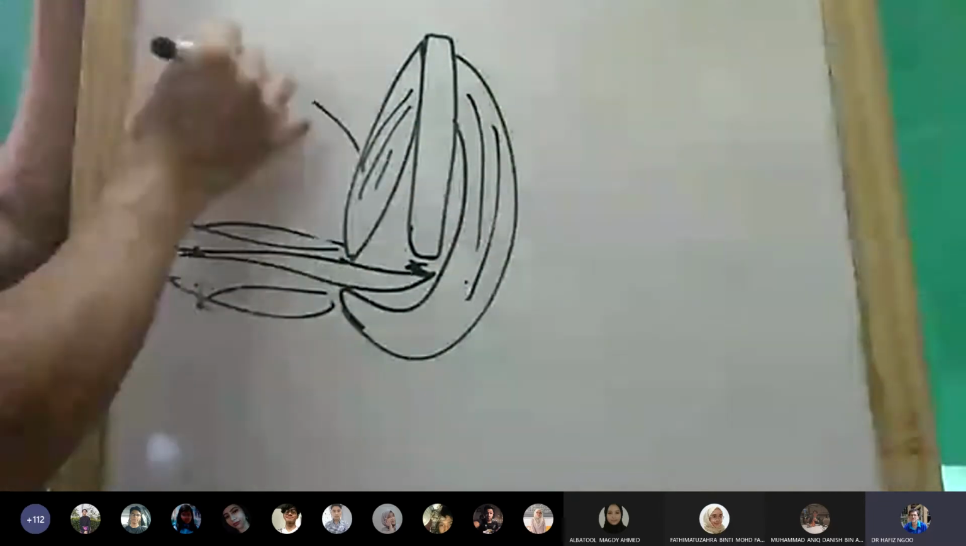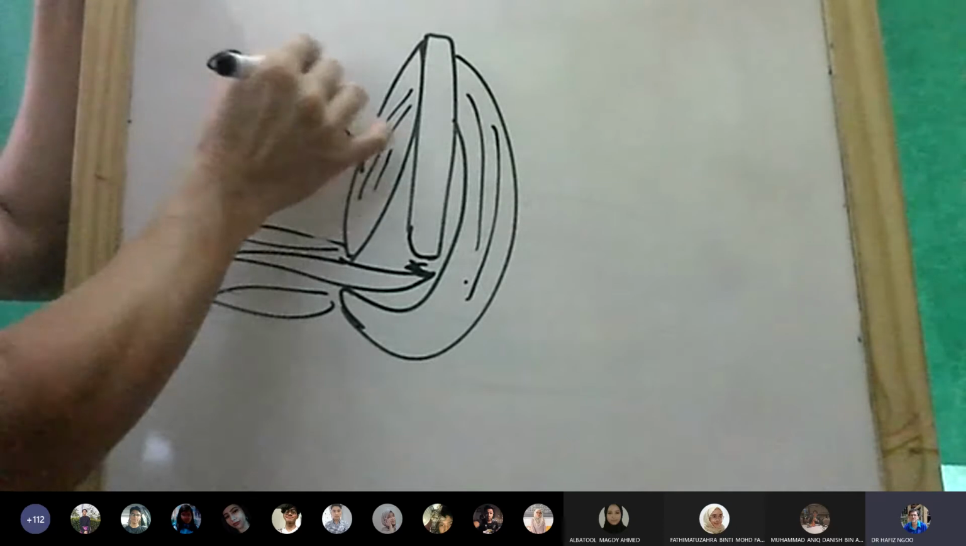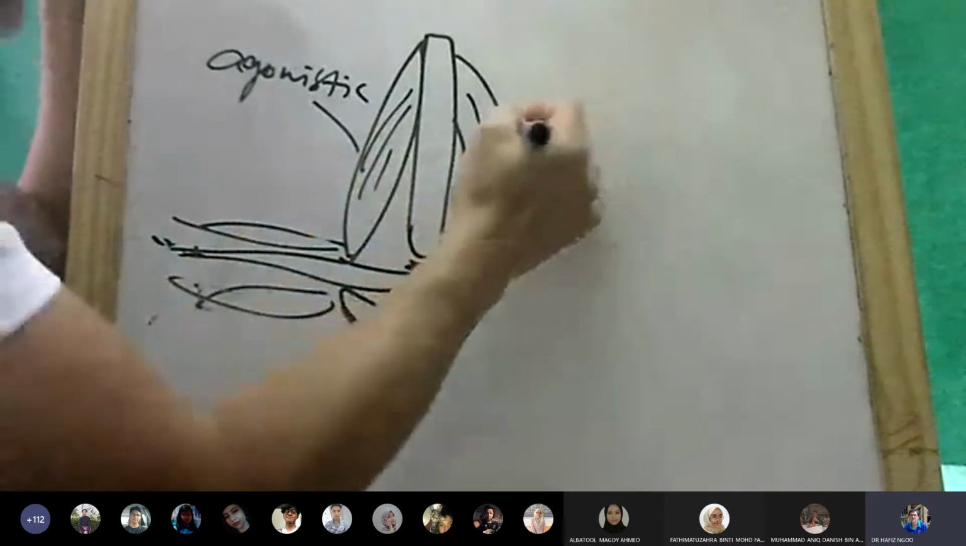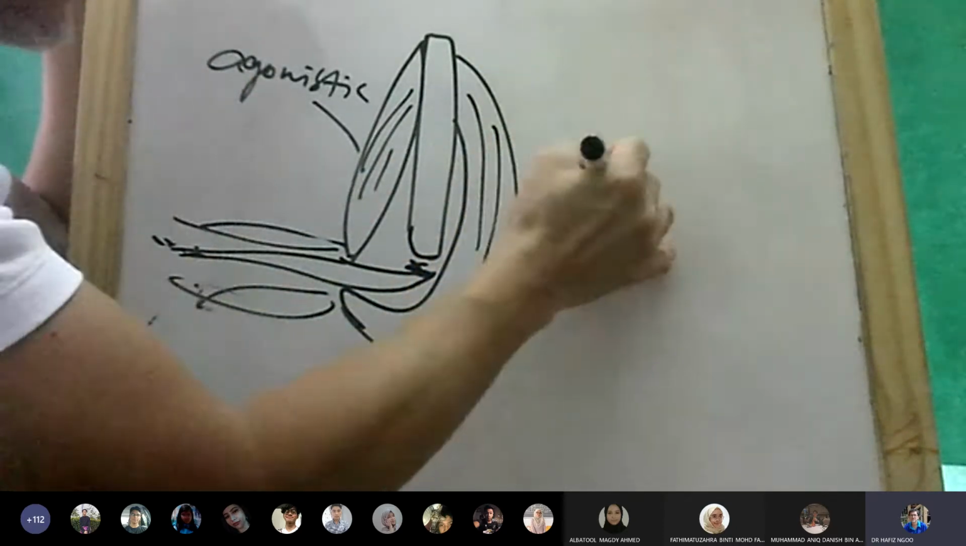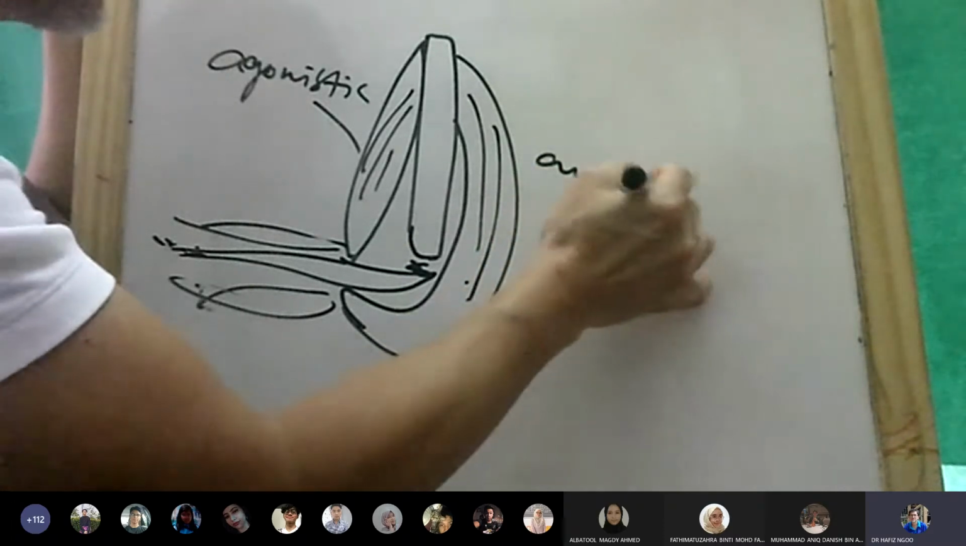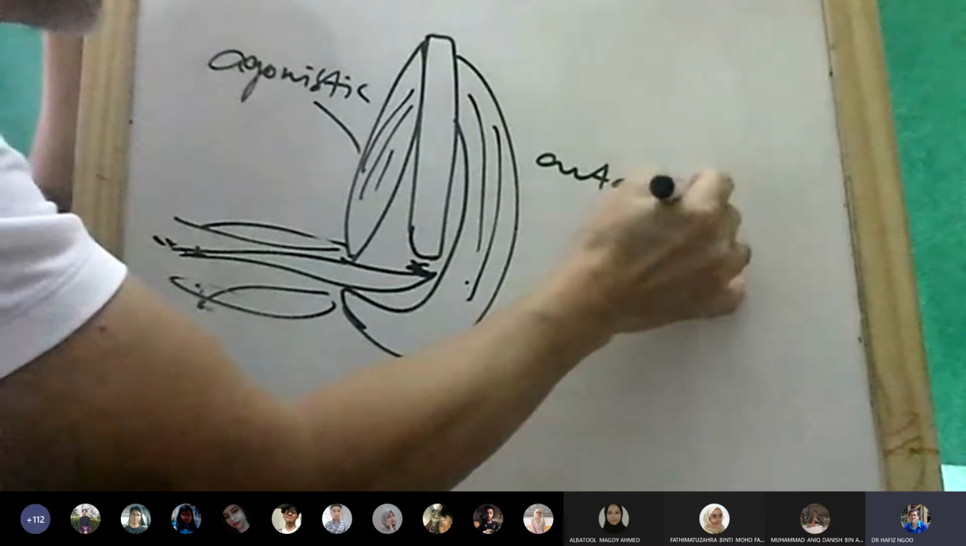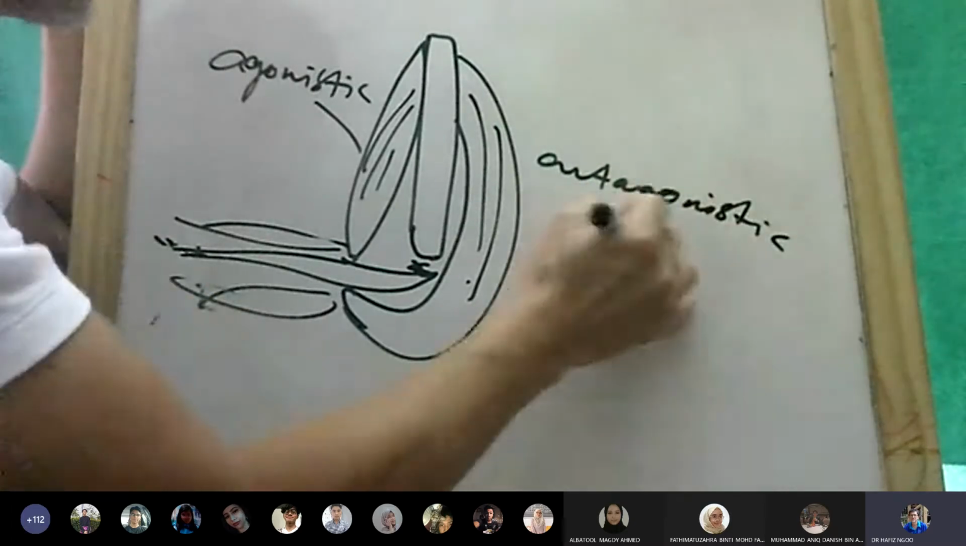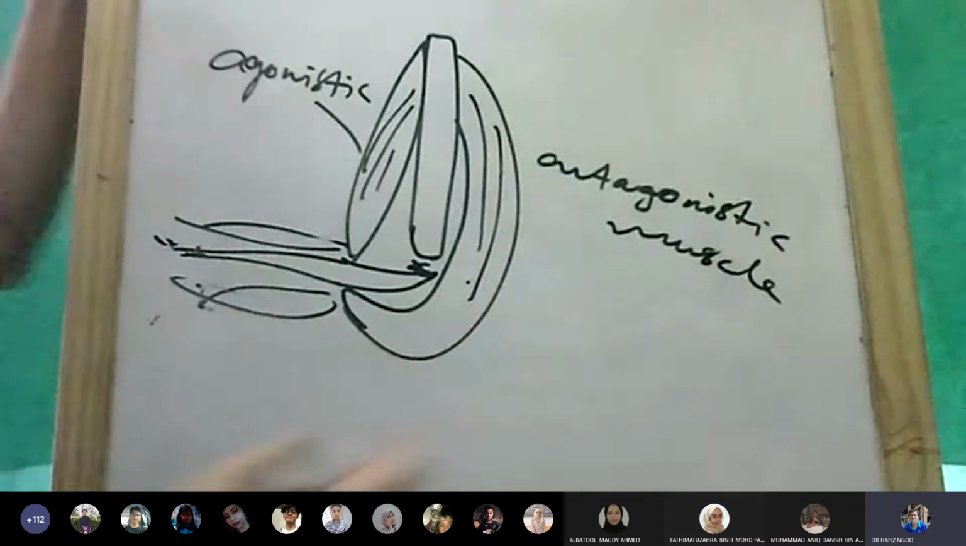So this will be the agonistic muscle, the bicep basically, and this is the antagonistic muscle, the tricep. So you always have both.